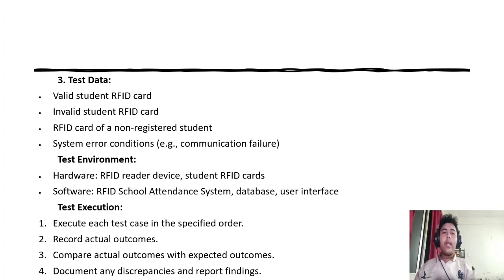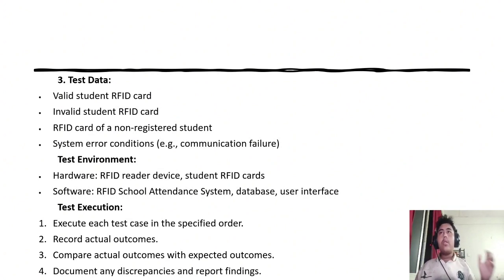So the third one is test data. There are 4 points on test data. The first one, invalid student RFID card, RFID card for a non-registered student, system error condition, for example communication failure. So the first point is, for example, I'm a student and SYAFIQ is not.